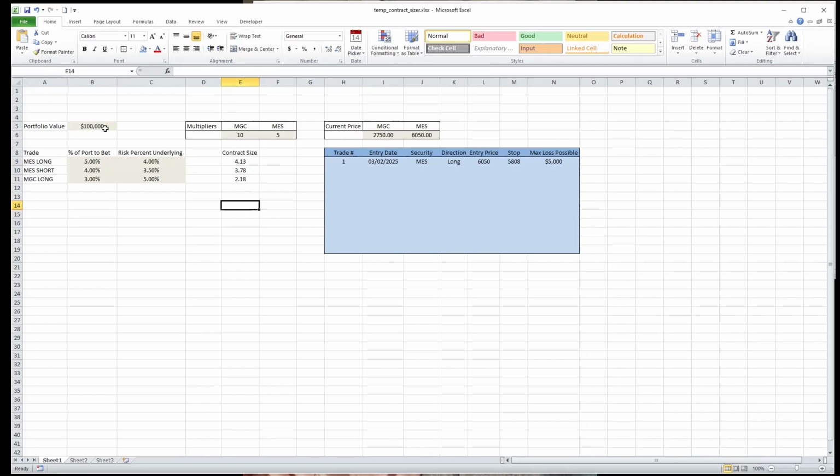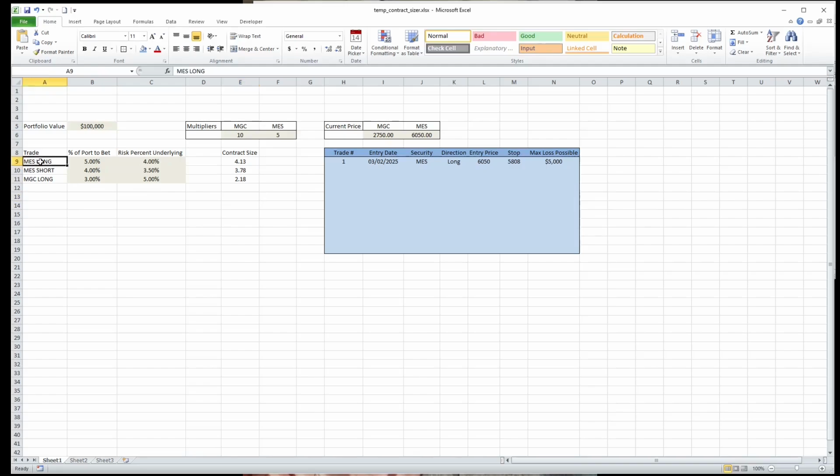So all these tan areas are things you have to input in order to get the required information out, which is, given the parameters, how much do I buy or sell? The contract size. This is what we're trying to do in this spreadsheet. So you have a portfolio value, let's just say $100,000. Now, I've got a bunch of trades lined up on the side here. This is just a sample, and these are examples. They're not what we use.